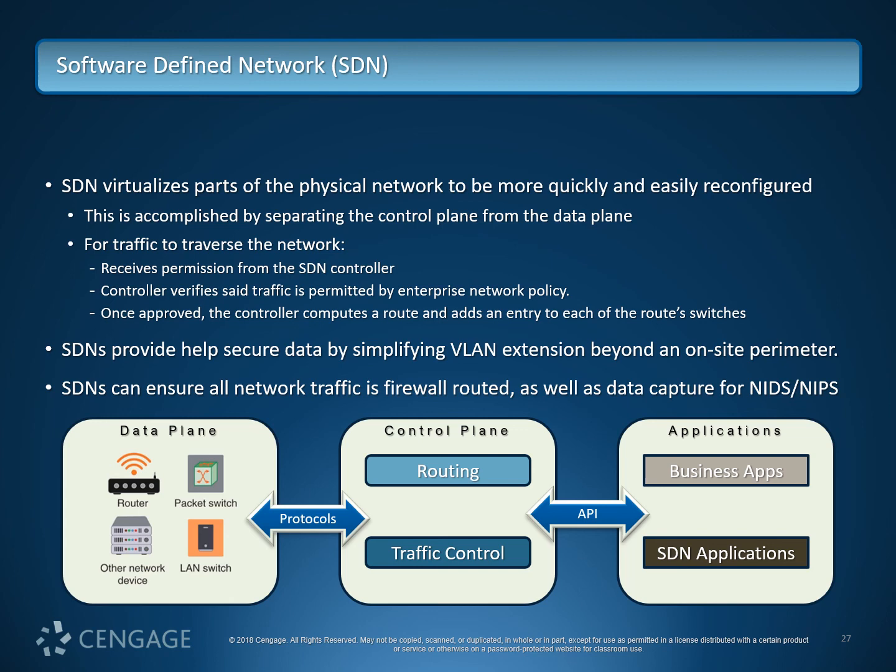The graphic down here is a little bit of a redux from what we saw from the previous figure in the textbook, which I believe is 7.6. I wanted to draw it so it was a little bit clearer of what was going on. You see the data plane is separated from the control plane by the protocol list, and the control plane is separated from the applications by the API.